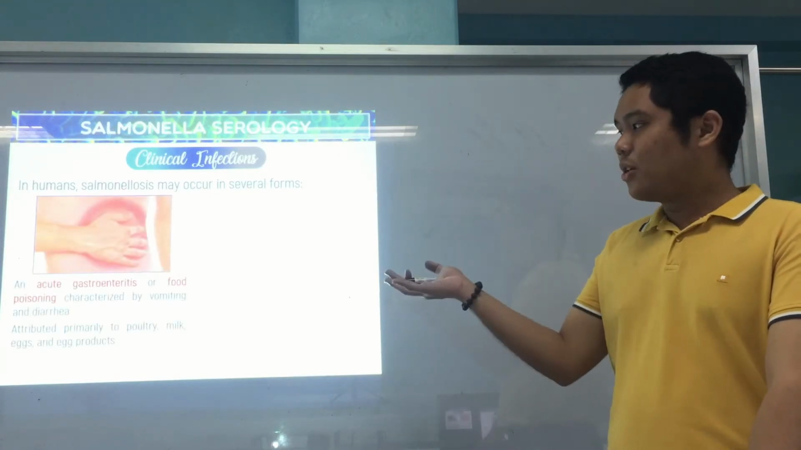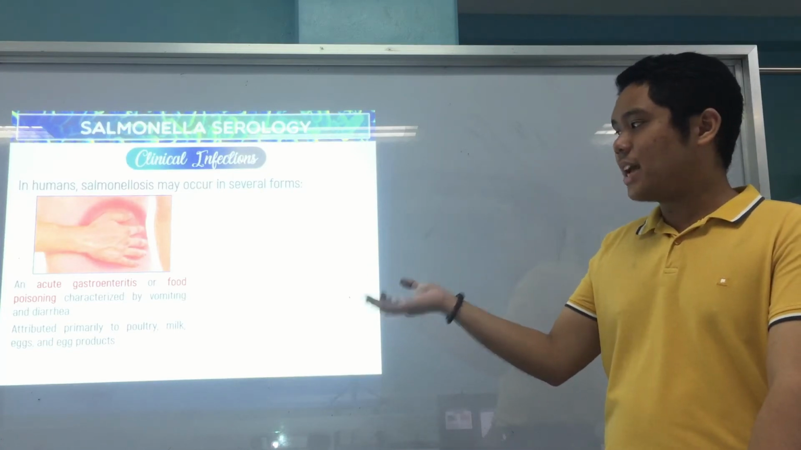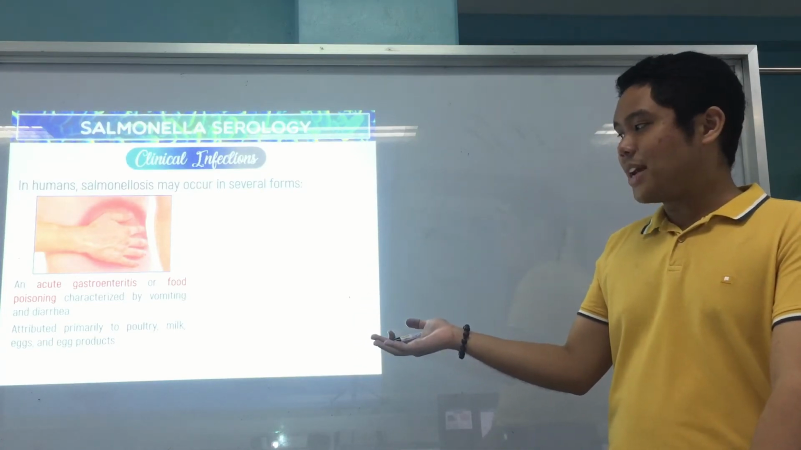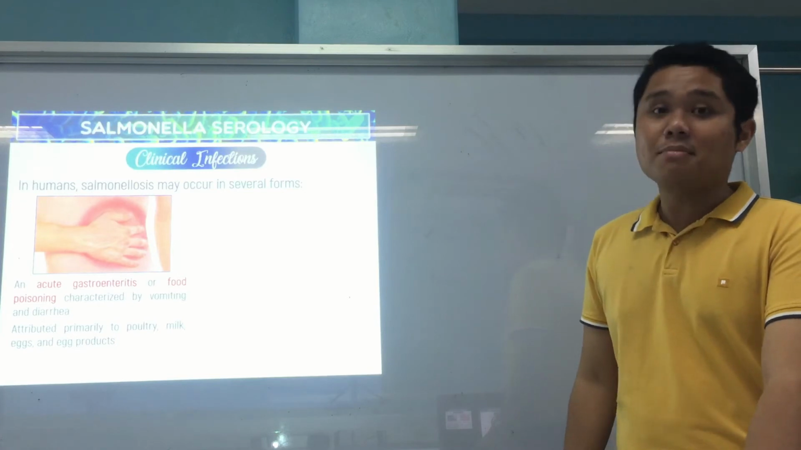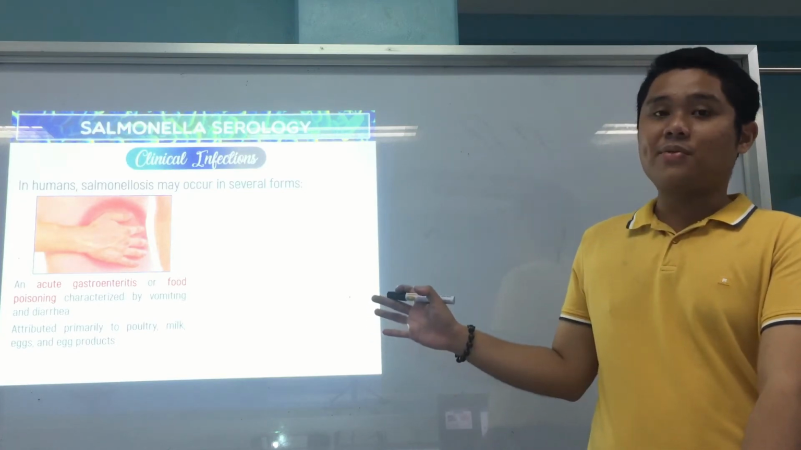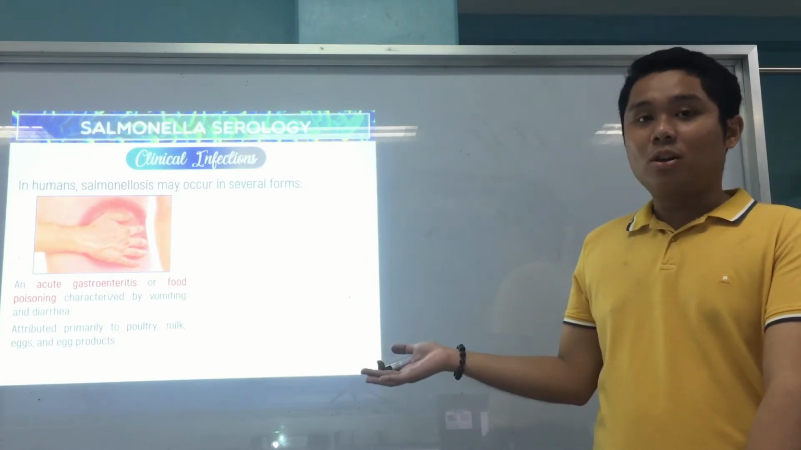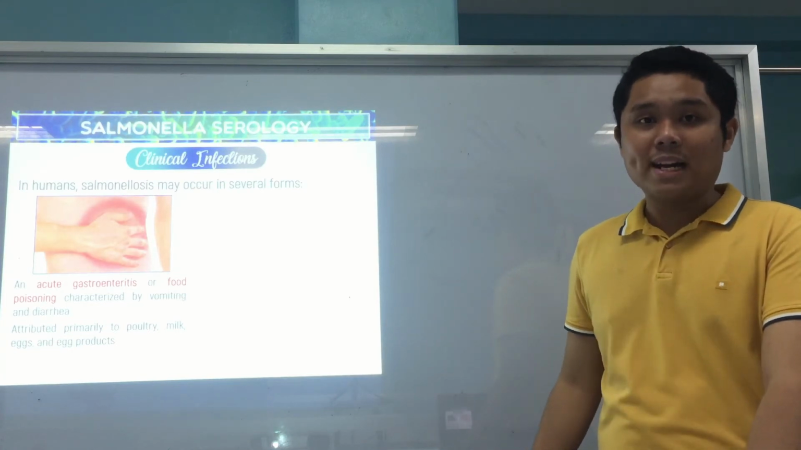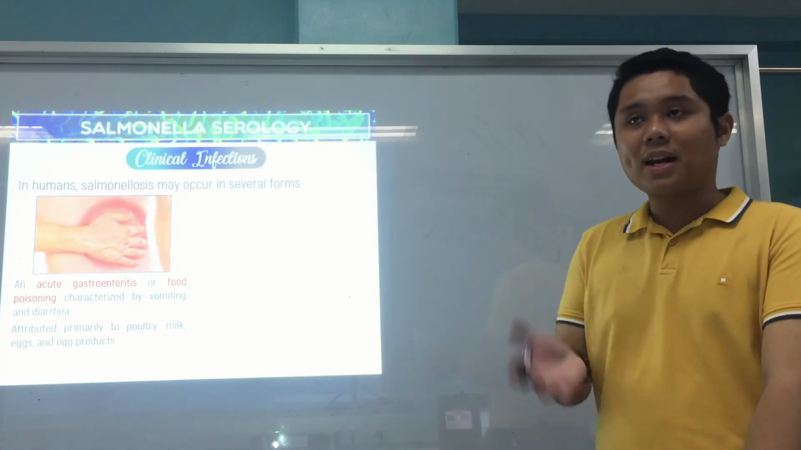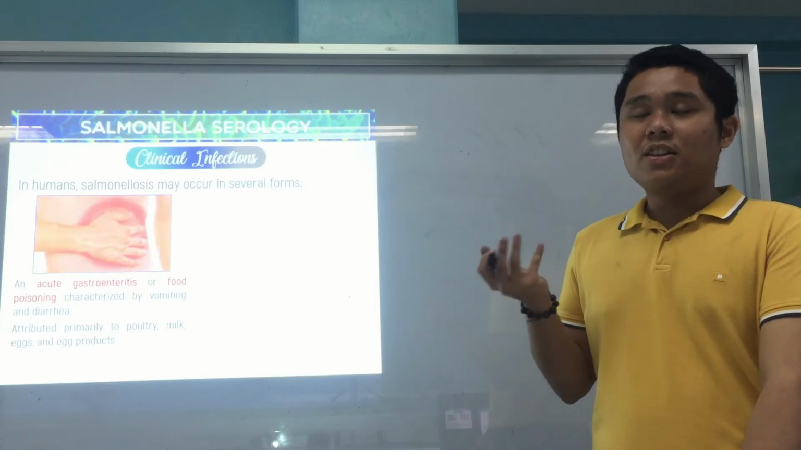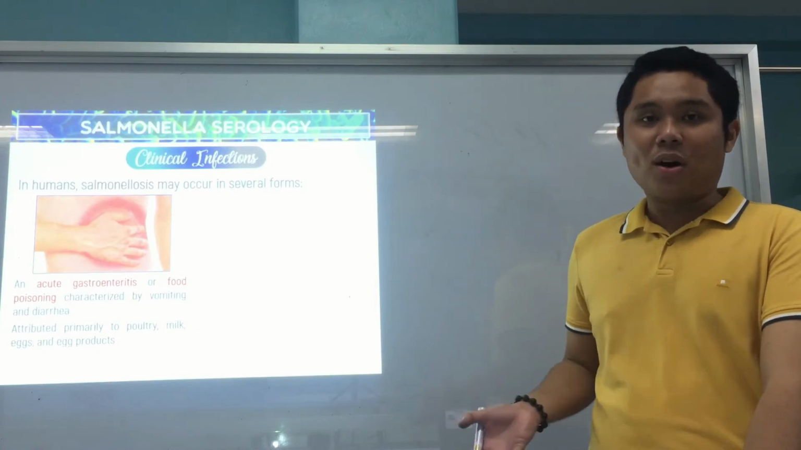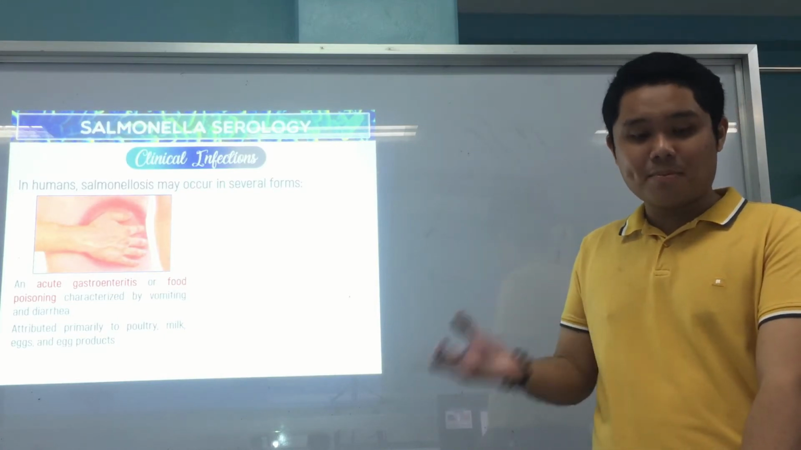You have acute salmonellosis, gastroenteritis or food poisoning, characterized by vomiting and diarrhea, attributed primarily to poultry, milk, eggs, and egg products. So dili siya typhoid fever, not necessarily. It's salmonellosis. It could be other species of Salmonella. Okay? Because typhi and paratyphi, they have no known animal reservoir. So they are coming from humans yun, ang typhi and paratyphi.